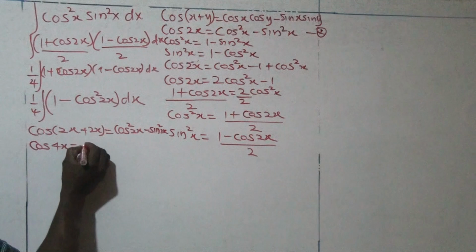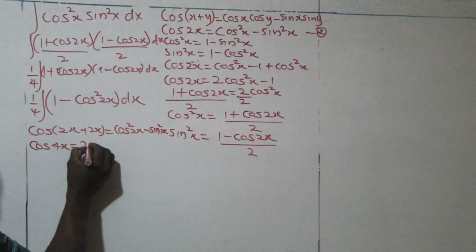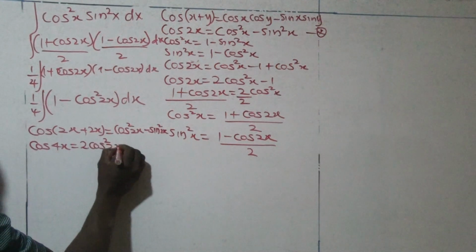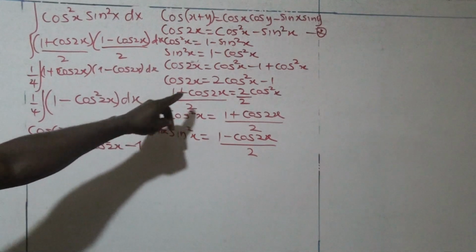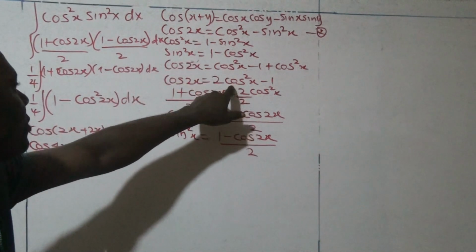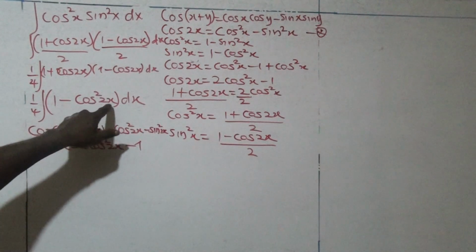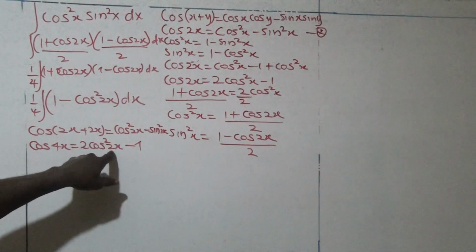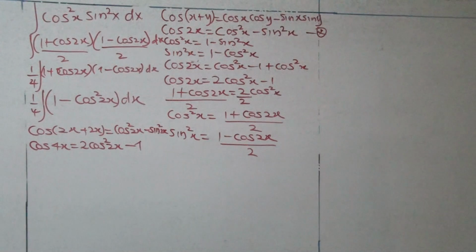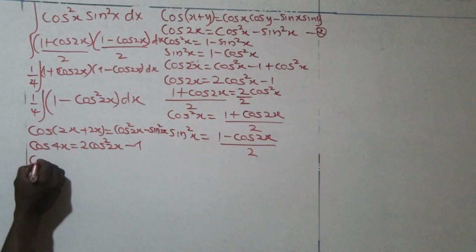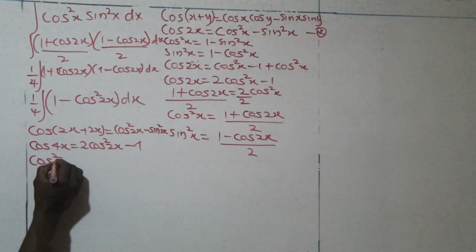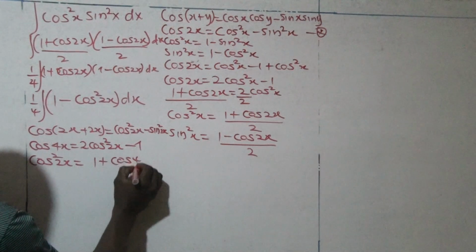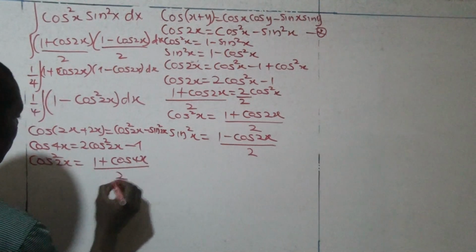cos 4x is equal to 2 cos square 2x minus 1. That is how we are able to obtain this expression. Because this is 4x, this is 2x, this becomes cos 4x. So the cos square 2x is equal to 1 plus cos 4x divided by 2.